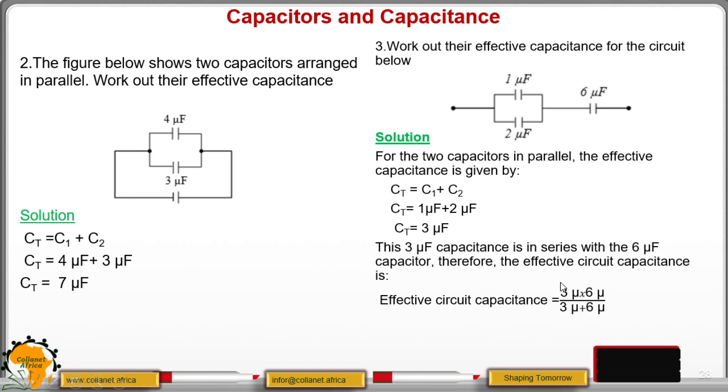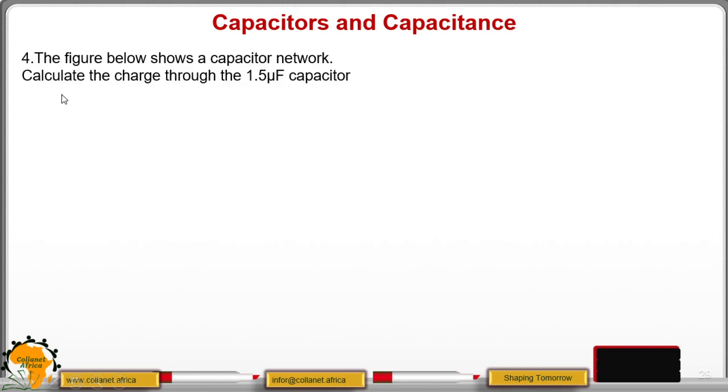Now, this 3 microfarad capacitor is in series with 6 microfarads. So again, to get the effective for the 2, it will be 3 times 6 over 3 plus 6. When you multiply 3 times 6 it is 18, and 3 plus 6 is 9. So 18 divided by 9, you get 2 microfarads. So this now is the effective for this combined network. From there, we have another example.